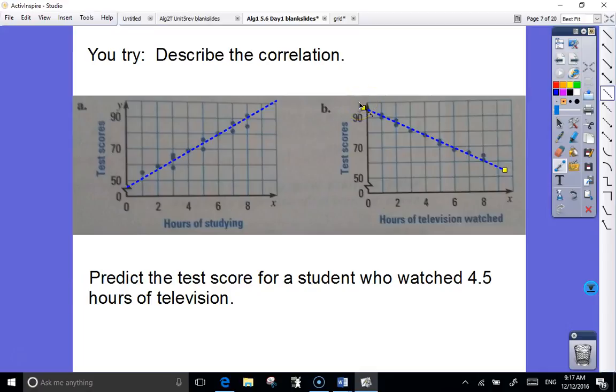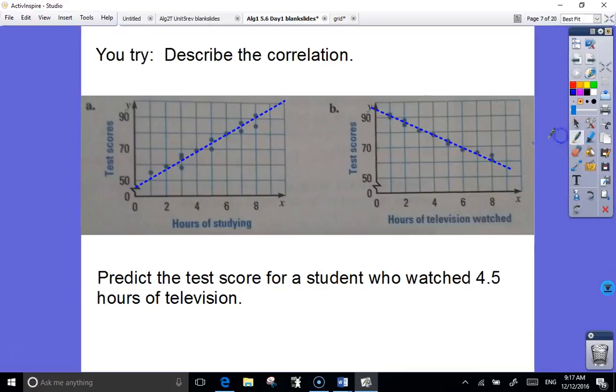Okay, so this is just taken right out of the book. It says, predict the test score for a student who watched 4.5 hours of television. How do you think we could predict that test score? Which graph are we looking at now, A or B? We're looking at B, okay? Where is 4.5 hours of television? Which axis do I look at? The x-axis. This is 4, this is 6, so that's 5.